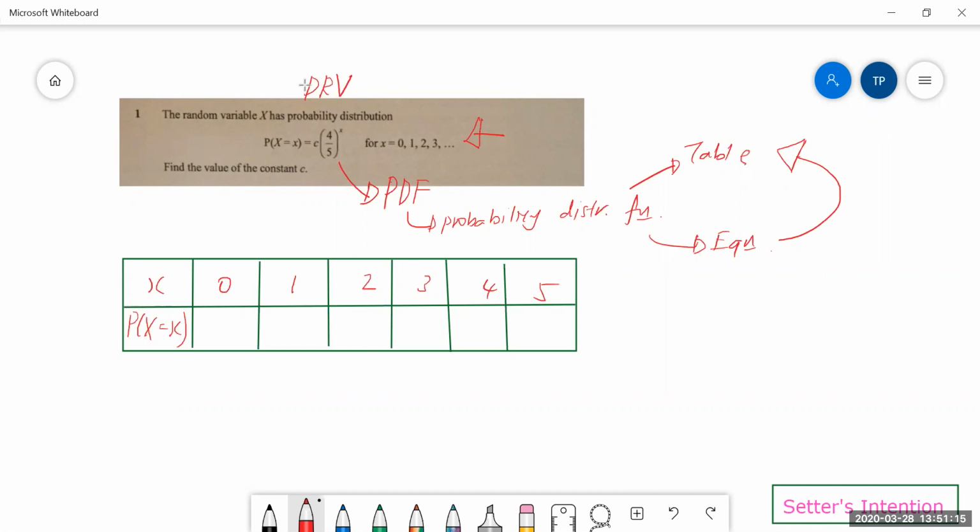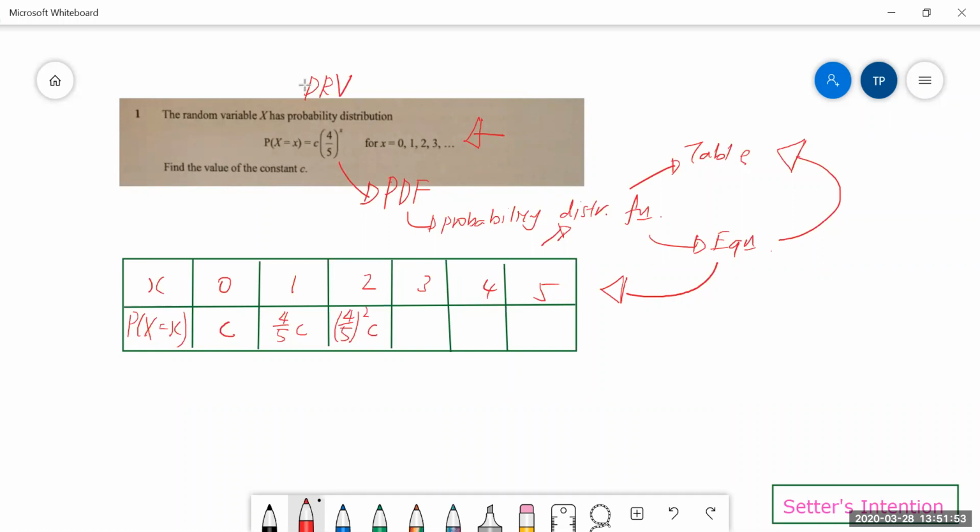So from here, if you were to sub in X equals 0, we will get C. When you sub in X equals 1, we will get 4 over 5 C. When you sub in 2, we will get 4 over 5 square C. So on and so forth. So what I'm trying to say here, right, is that the equation can be translated into table form, which is still a probability distribution function. Understand? Yeah. Okay.